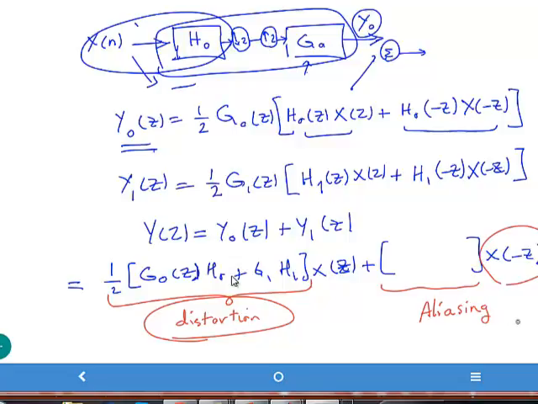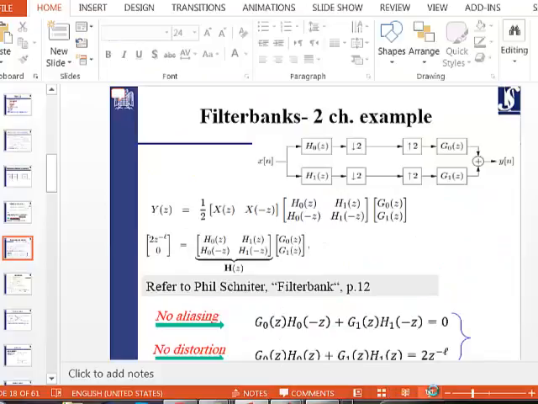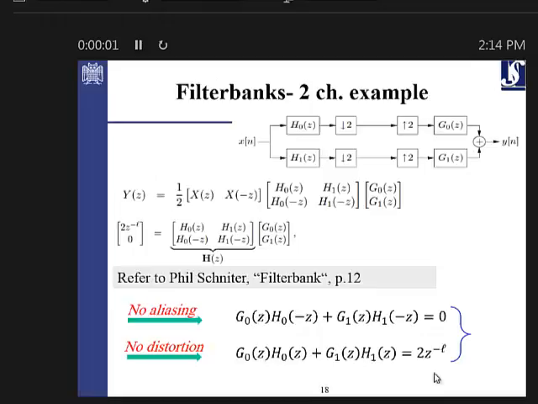In order to get rid of aliasing, this term should be 0. And in order to have no distortion, this term should be 1. That's the condition of perfect reconstruction. So if we want to have perfect reconstruction, that's the condition: this should be 0, and this term, actually the coefficient of x of z, should be 1. That's what we're looking for. So in order to have no aliasing, this term is equal to 0, and for no distortion, this term is equal to 1.